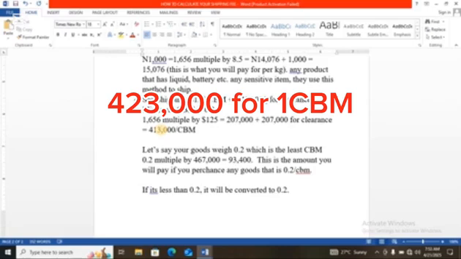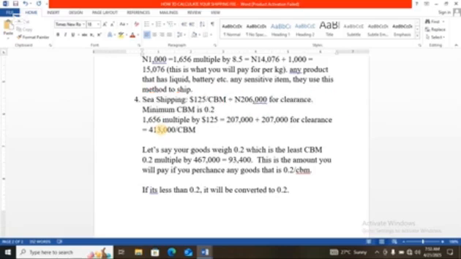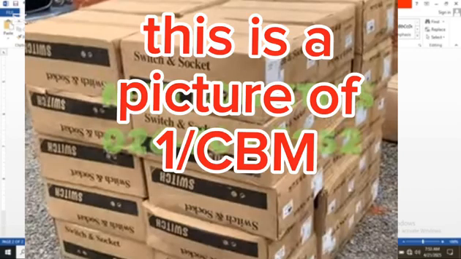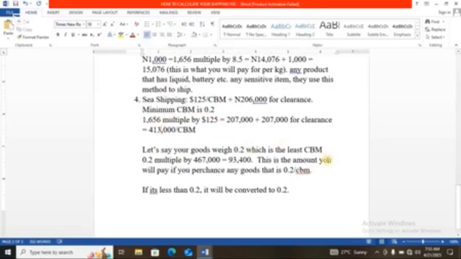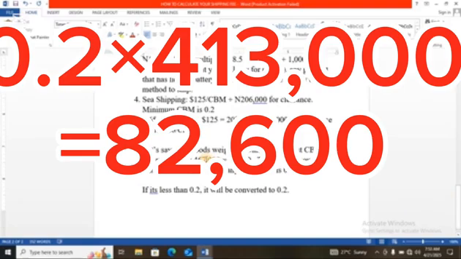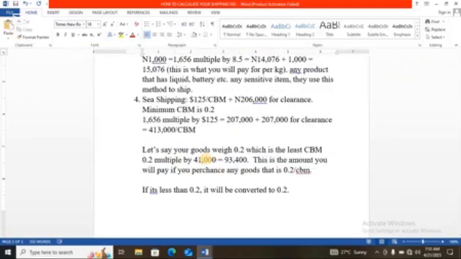So if you are buying a good that is weighing 1 CBM, this is the amount you are going to pay. And this is a picture of what a good of 1 CBM looks like. So you can see it on the top corner of the screen. So let's say your goods weigh 0.2, which is the least CBM. So what you are going to do is you are going to say 0.2 multiplied by 413,000. So you're going to see 0.2 times 413.